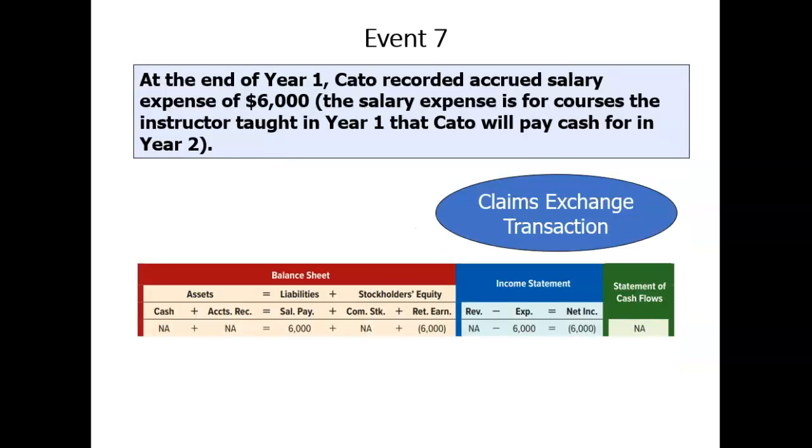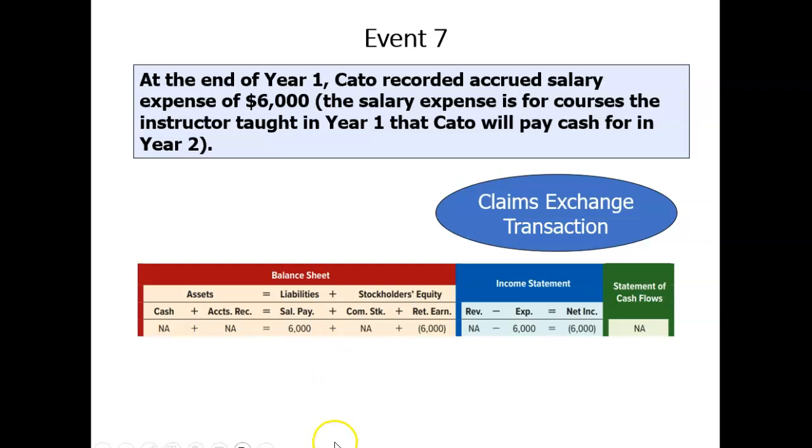Okay? Want some more? At the end of year 1, they recorded accrued salaries expense of $6,000. The salary expenses for the courses that the instructor taught in year 1 that Cater will pay cash for in year 2. Now, keyword, accrued salary expense. It means that this expense has already taken place. However, it has not yet been paid.